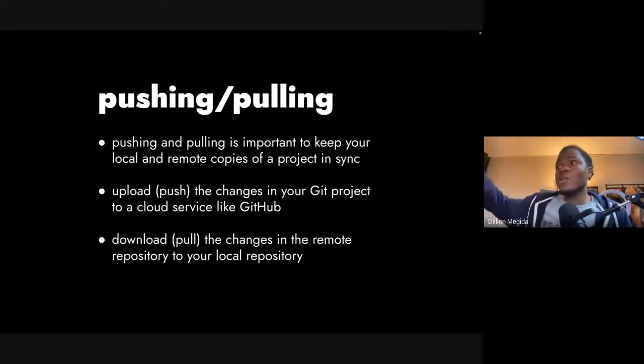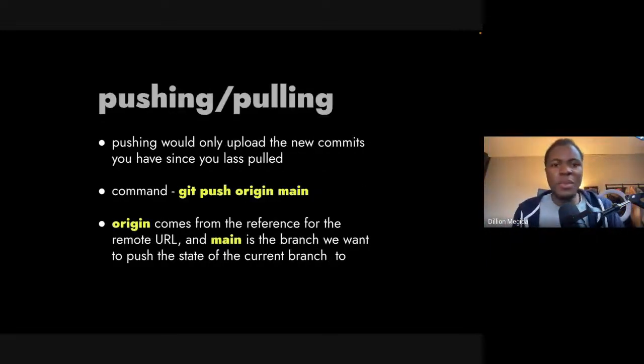So let's say somebody else has made their own change and pushed it to GitHub. I will not know until I pull. Then when I pull, I can now see the changes that person made. And pushing would only upload the new commits you have since you last pulled.